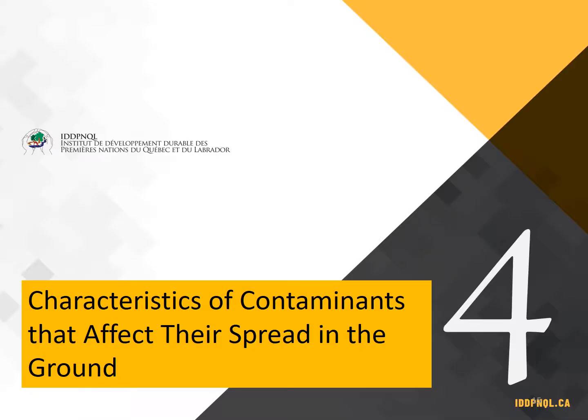Chapter 4. Characteristics of contaminants that affect their spread in the ground. The physical and chemical properties of a contaminant can modify the behavior of a pollution plume, such as its speed of propagation and its shape. Now we're going to see some examples of some different physical and chemical properties.